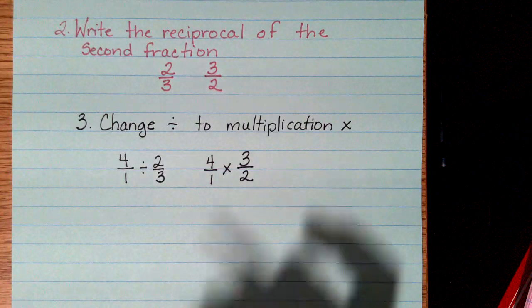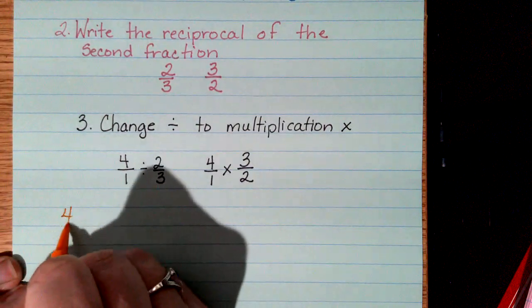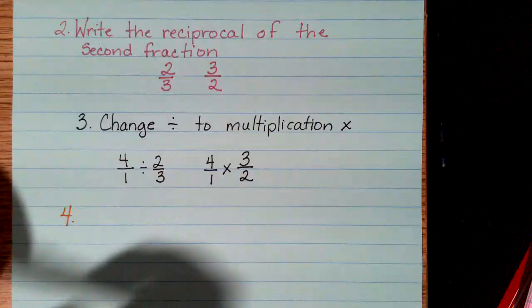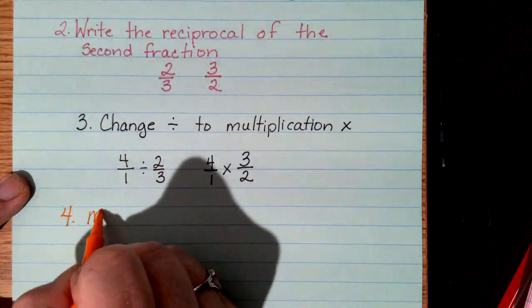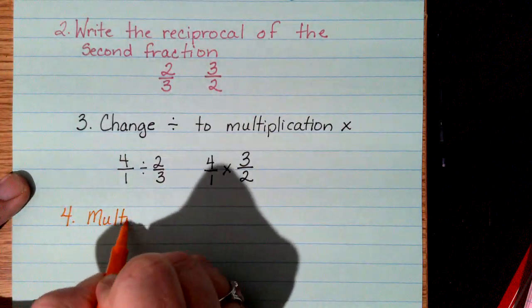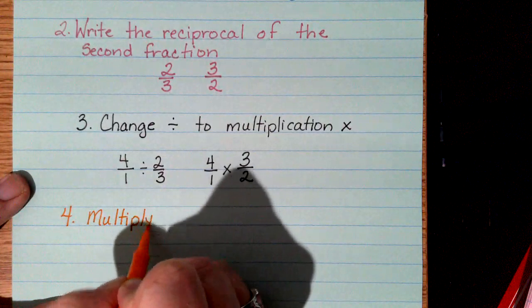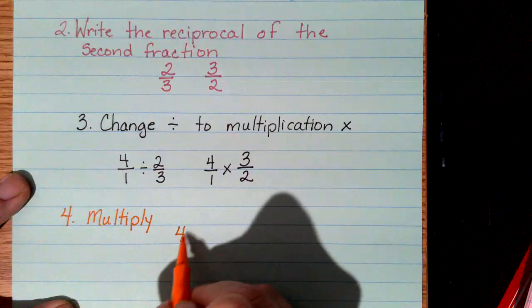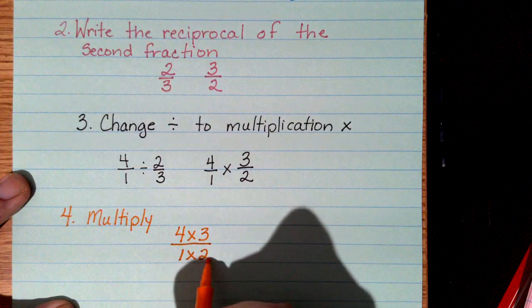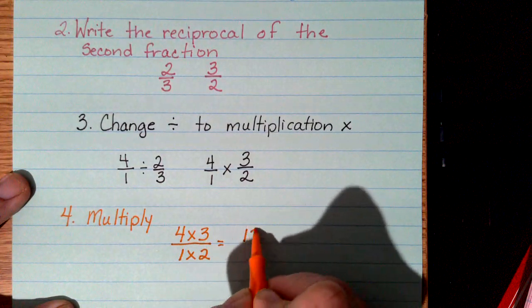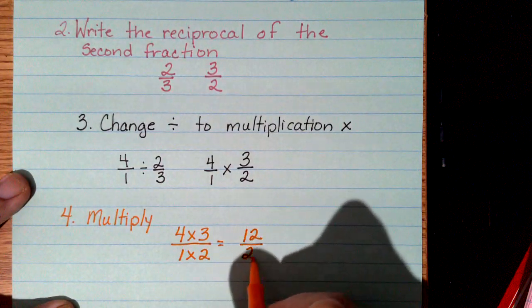So step 4, multiply the numerator by the numerator and the denominator by the denominator. So it's 4 times 3 over 1 times 2, which equals 12 over 2.